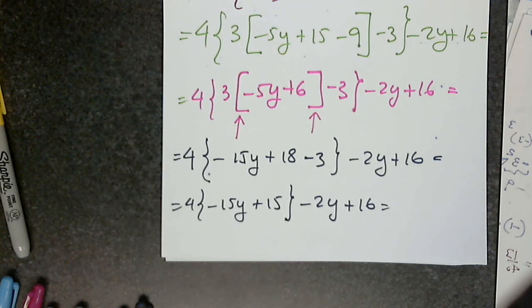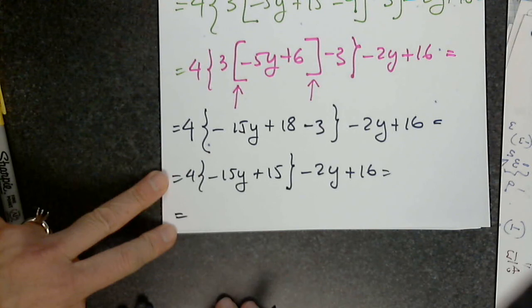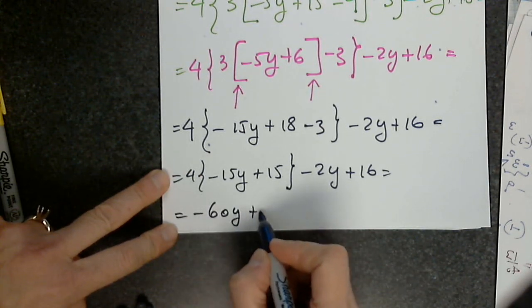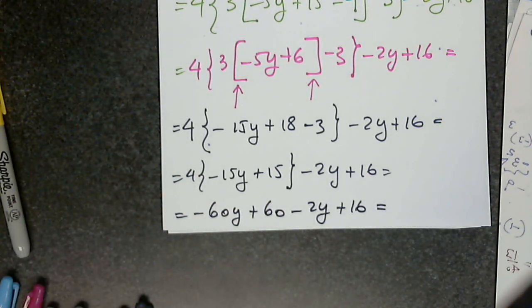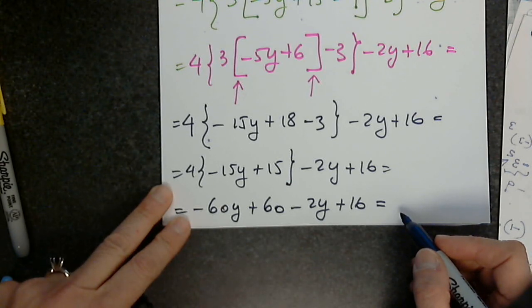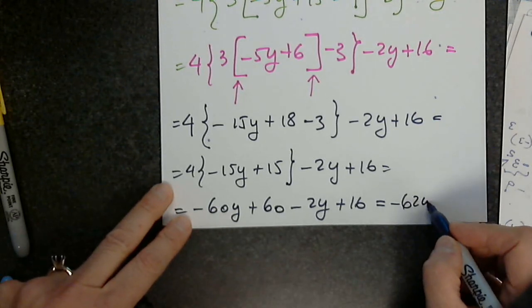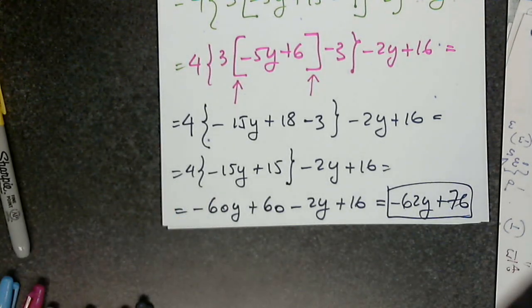So what will be the next step? Distribute what? Good. So then minus 60y plus 60 minus 2y plus 16. And now finally, what do I write? Like terms, negative 60y minus 2y. Negative 62y plus 76. So once you take it slowly and decompose it piece by piece, then it doesn't look that difficult. Okay.